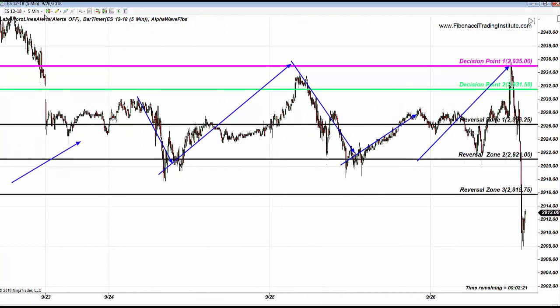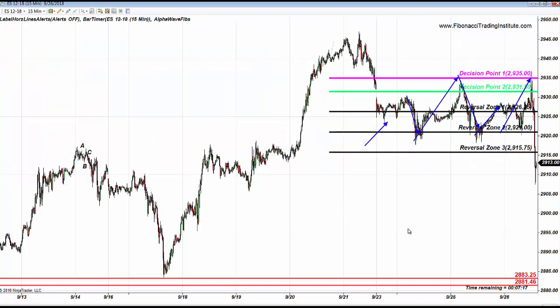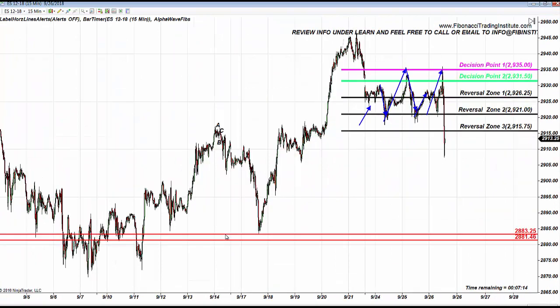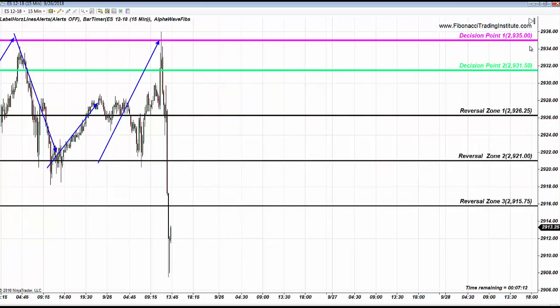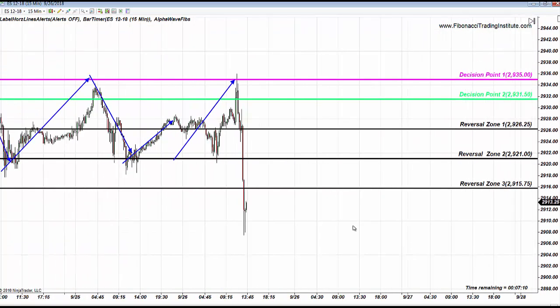If I convert this chart to 15-minute, accuracy remains the same. It is your choice what you choose to trade. Time and time again, identical Fibonacci levels, identical Fibonacci patterns, identical price action strategy.